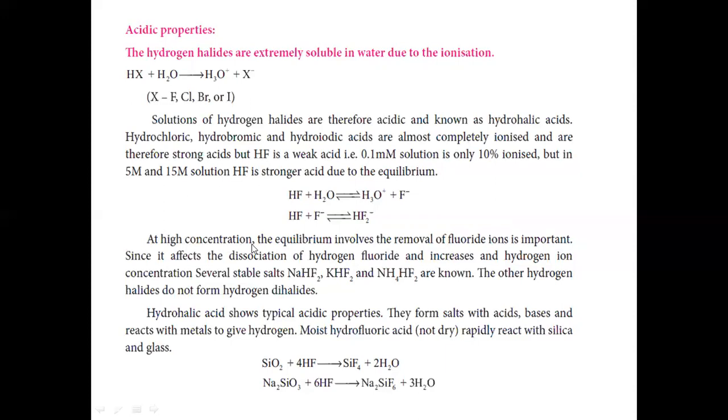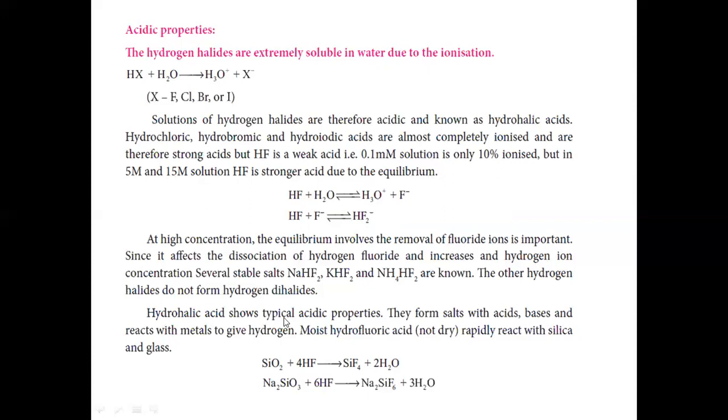At high concentration, the equilibrium involving the removal of fluoride ions is important, since it affects the dissociation of hydrogen fluoride and increases the hydrogen ion. At high concentration, HF releases the hydronium ion and F minus. But the F minus ion reacts with HF and gives HF2 minus. The other hydrogen halides do not form this type of dihalide ion; only fluorine gives it.